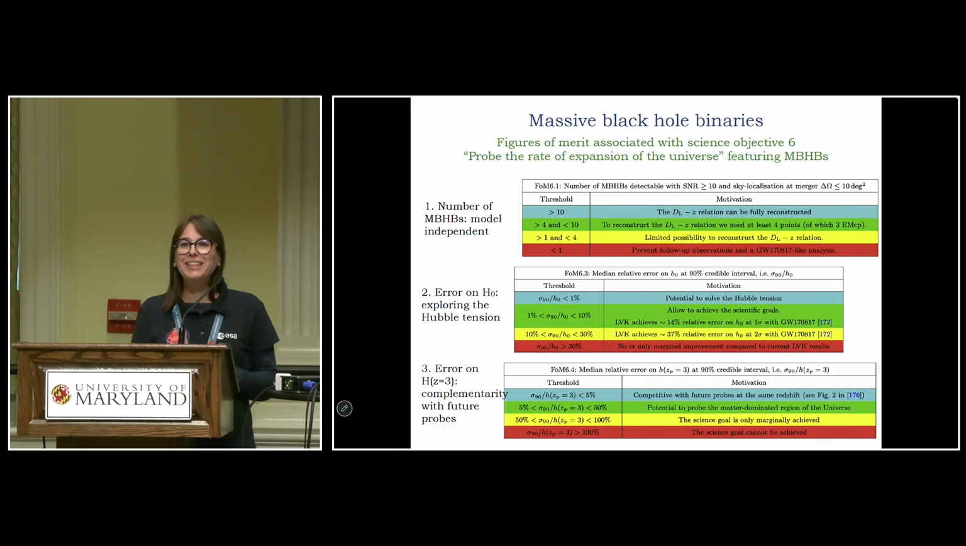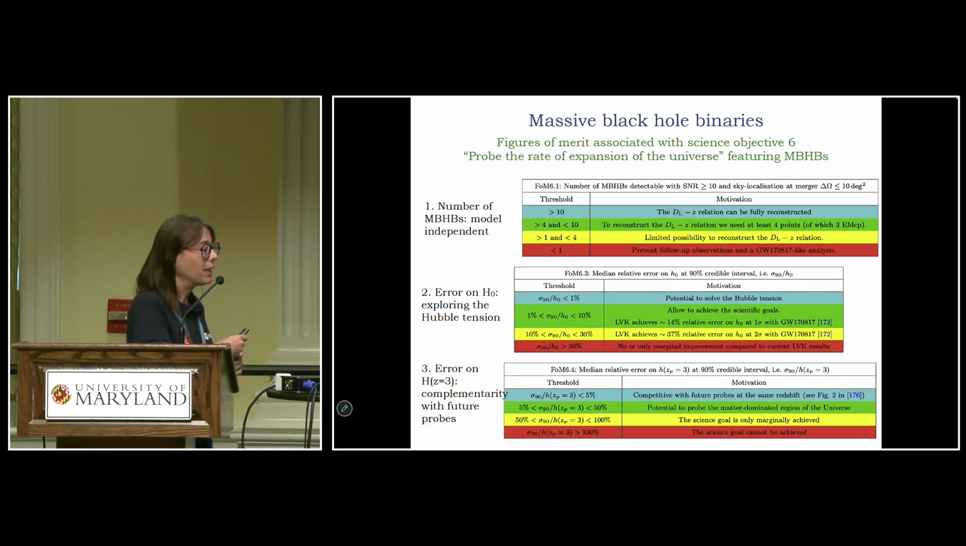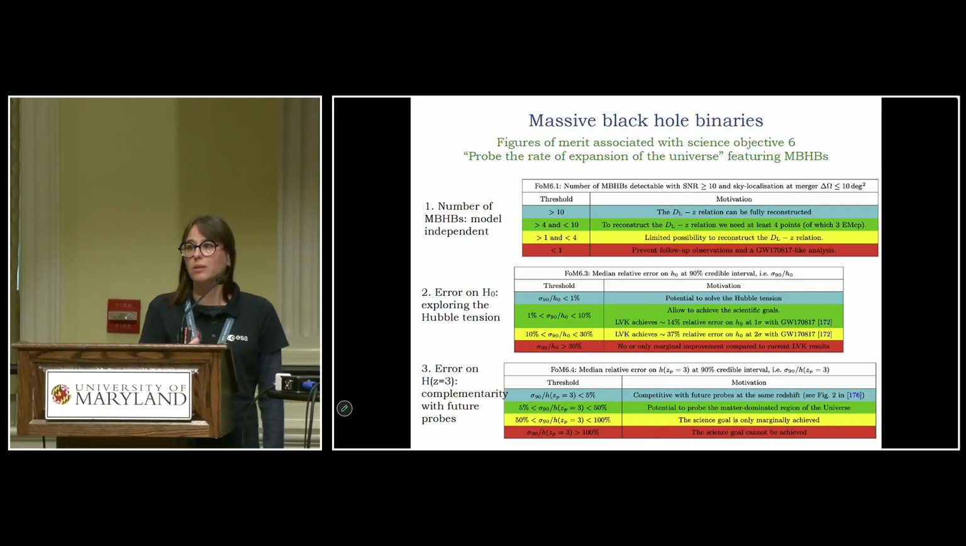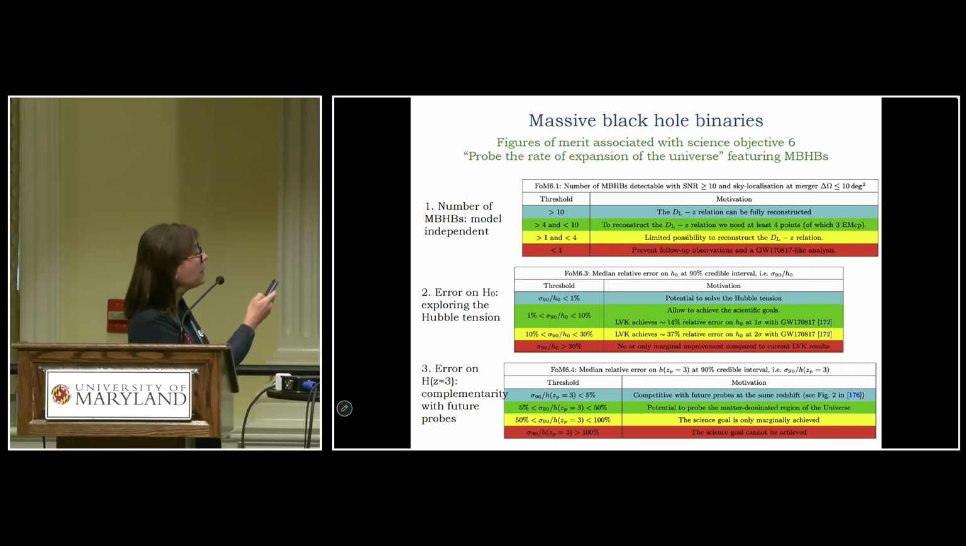Okay, and we have actually 3 figures of merit attached to this science objective for LISA. The first one concerns just the number of massive black hole binaries, because this is a model-independent figure of merit. It is based on how many massive black hole binaries are detectable with SNR larger than 10 and sky localization at merger smaller than 10 square degrees. Each FOM is a traffic light in which blue is when the scientific objective is very well met, green is okay, yellow starts to be in danger, and red is when the science objective is not met. Then we have 2 other FOMs. One is directly on the error on H0 in order to be able to explore the Hubble tension, and the other one is on the error on H at high redshift.